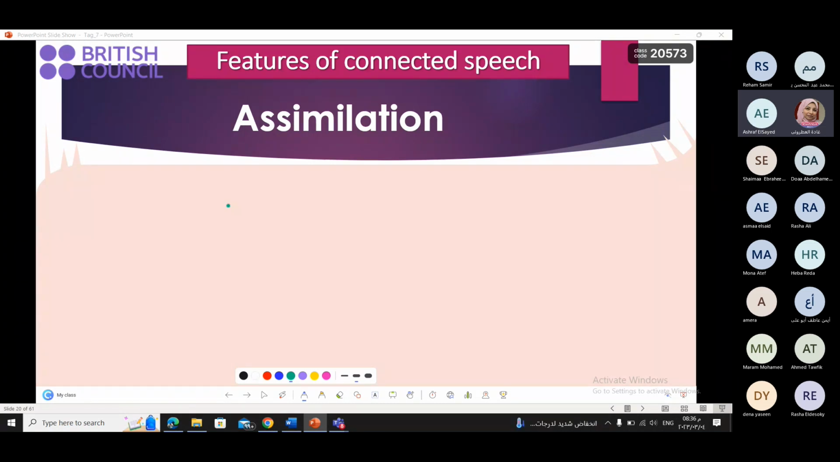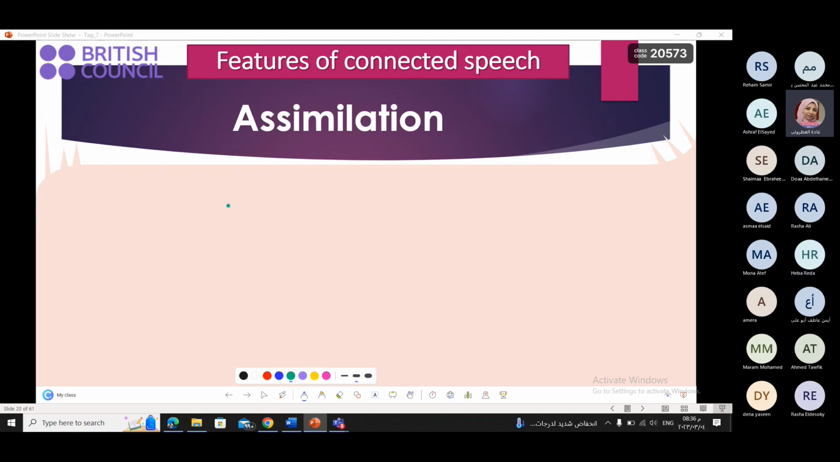Assimilation is when sounds in different words change when they are put together in speech. Yes, when sounds change when they are put together. Yes, it's like in Arabic. It means الإدغام or الإقلاب.